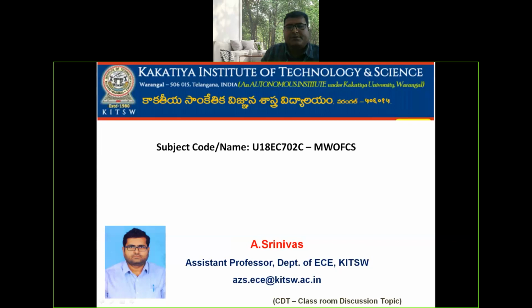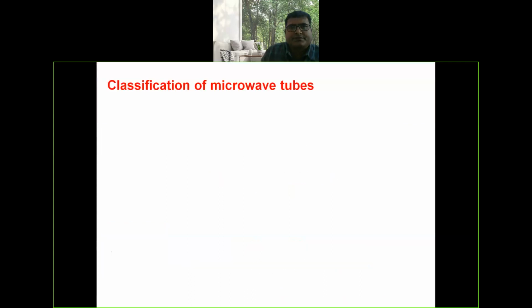Microwave and Optical Fiber Communications. Subject code U18EC702C. Topic: two cavity Klystron amplifier. Classification of microwave tubes.